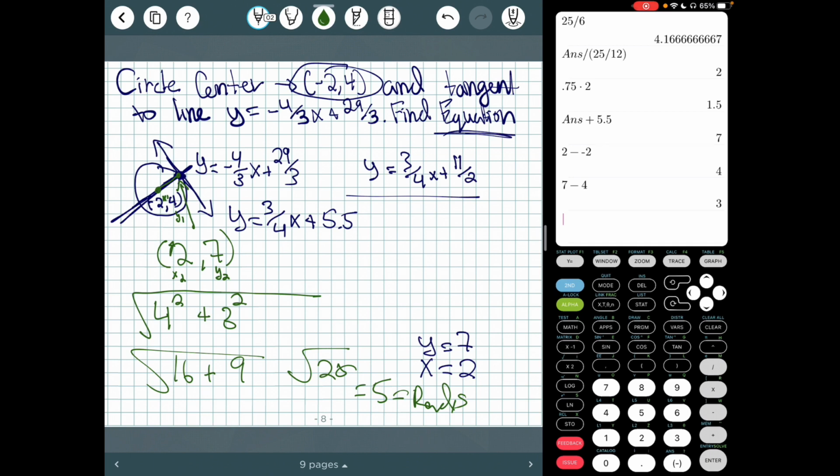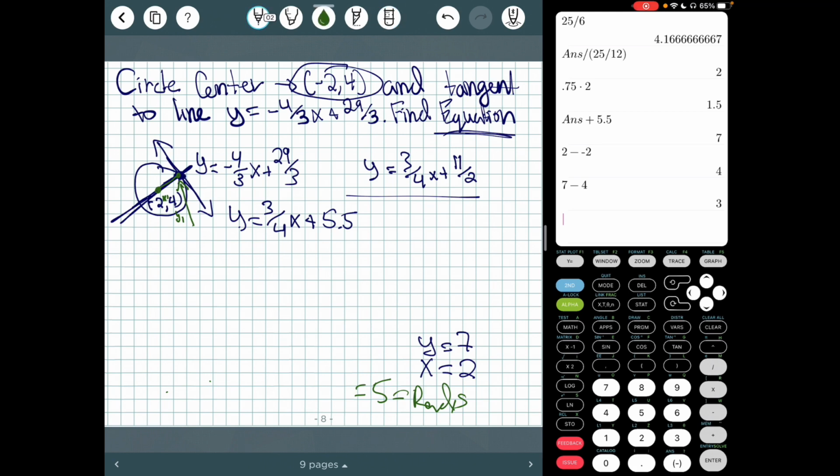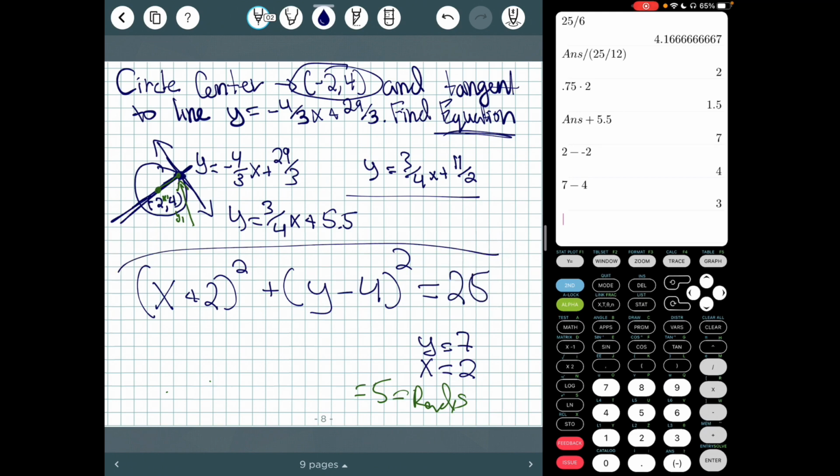Okay, so let's just keep that down there. And now we can start writing our equation. We were already given the center, so we don't have to do any calculations for that. So we have x, remember, take the opposite, right? Because when we take it out of the parentheses and find the center, we do the opposite, and put it back in, we do the opposite. So (x plus 2) squared plus (y minus 4) squared equals, remember, radius squared. So it'll be 5 squared. So we have 25, and that is our equation found from just a tangent line and the center.